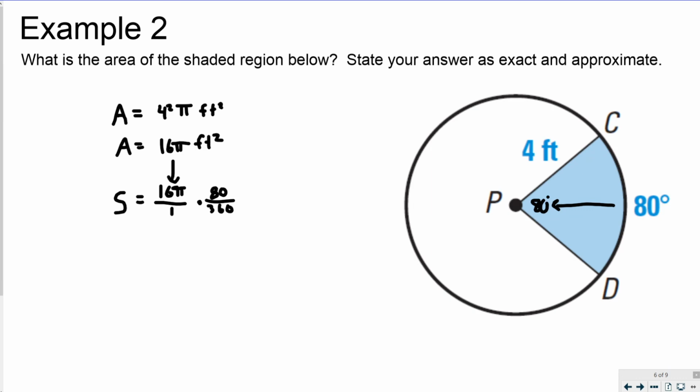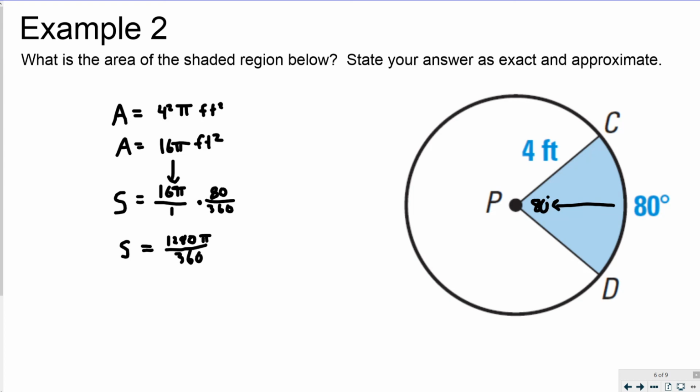So I'm going to multiply on the top. 16 times 80 is 1,280 pi. So I've got 1,280 pi divided by 360. So then, yeah, I will go ahead and divide 1,280 by 360. And I get 3.555, like repeating.